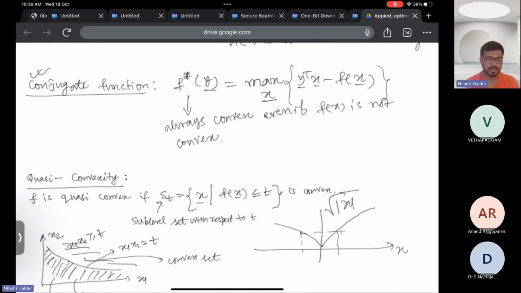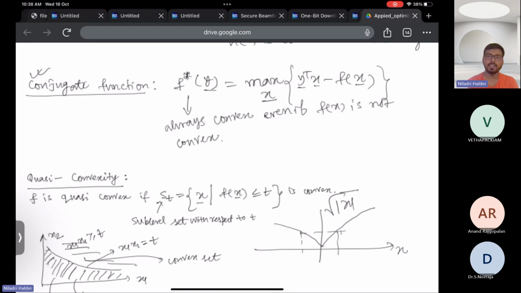Then the conjugate function is that if f(x) is a convex function, then f star of y is equal to the maximum of y transpose x minus f(x), maximum with respect to x. This is always convex even if f(x) is non-convex. So this is the conjugate function.